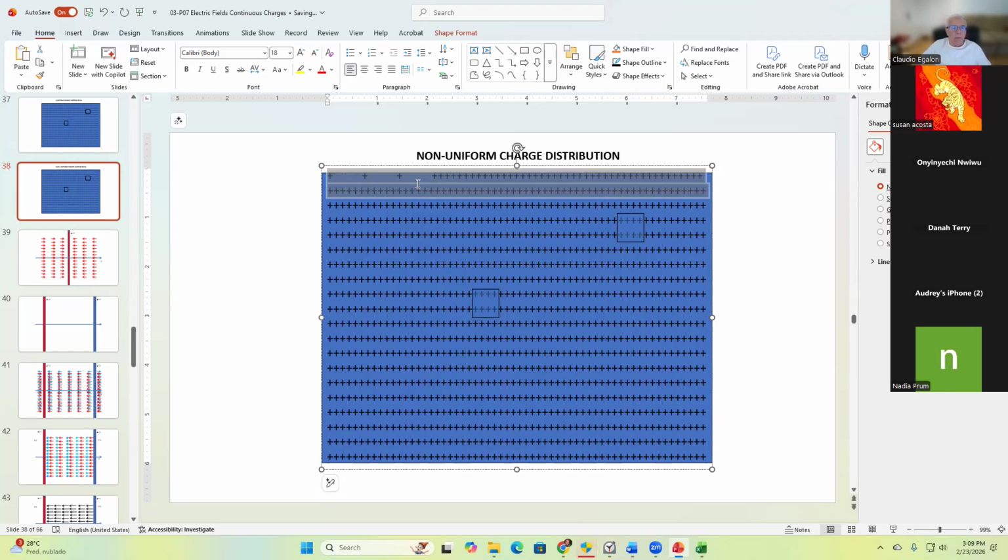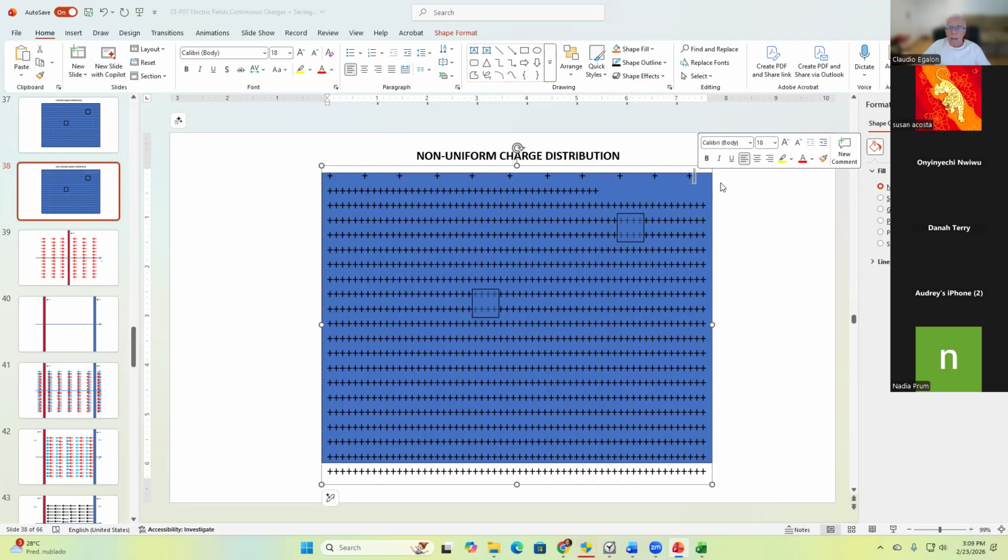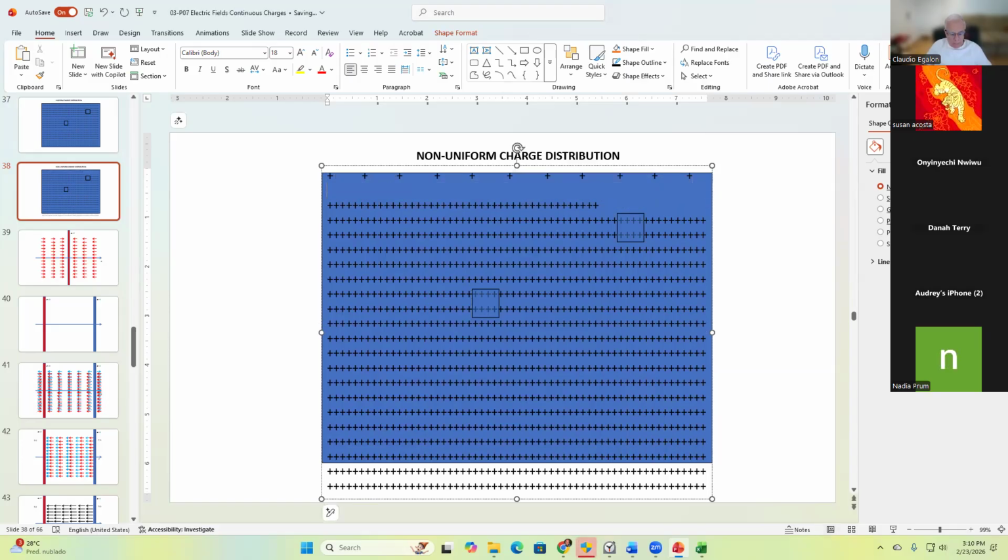And now I already have like 3 of those. My life becomes easier. Then I'm going to copy all this row and paste here. Now let's say the amount of charge increases from the edge to the center. I am representing a non-uniform charge distribution. Did you get the idea now?